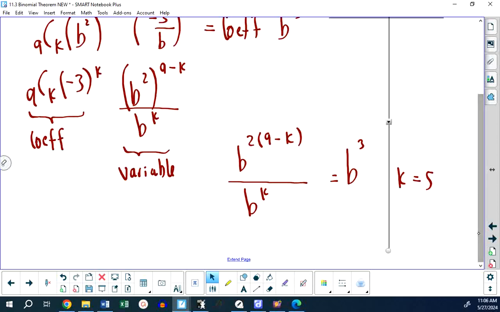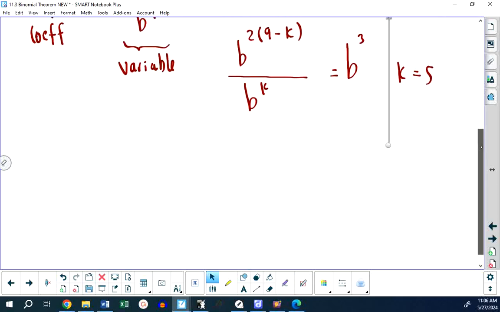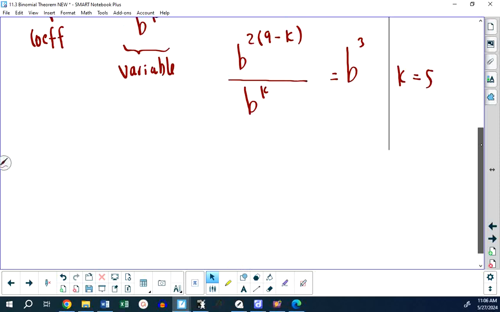So then we can write the left side of this exponential equation as b to the 18 minus 2k. That's what 2 times 9 minus k is. Minus k has to equal b to the 3. And then I can set the exponents equal to each other. It's clean. It's so clean.